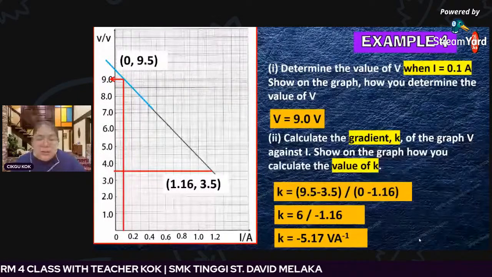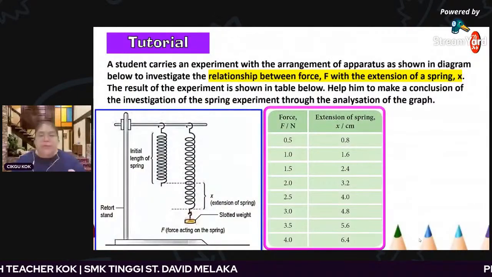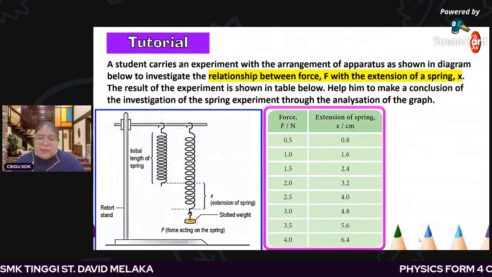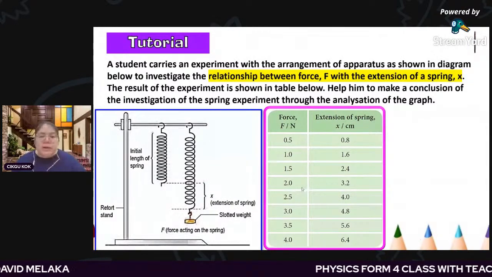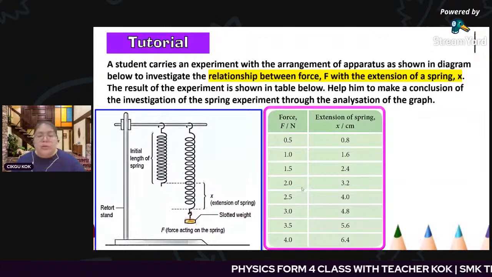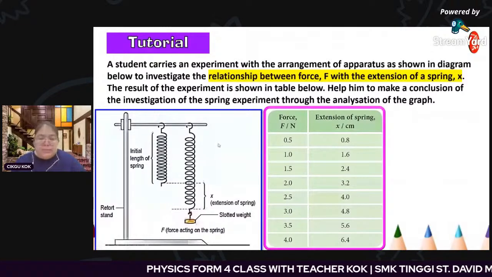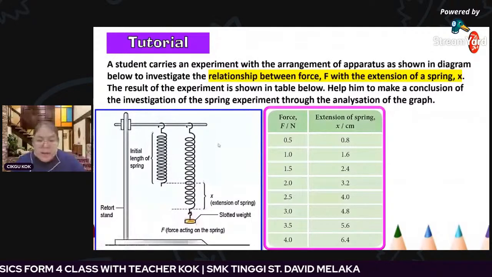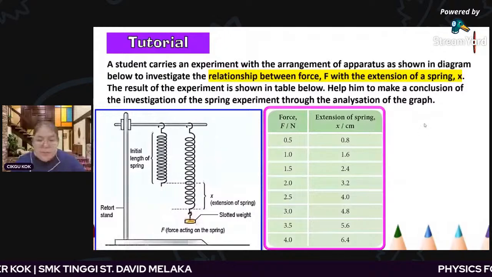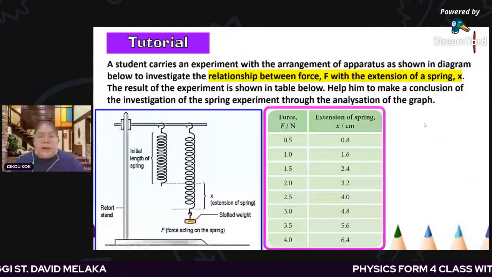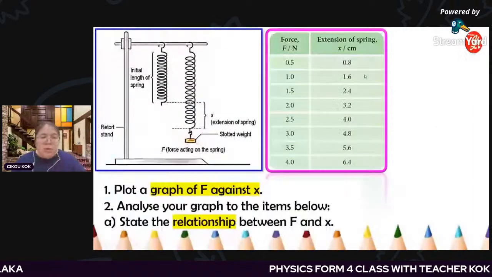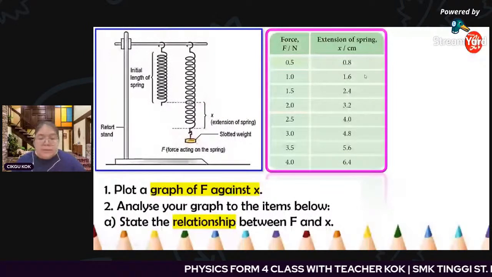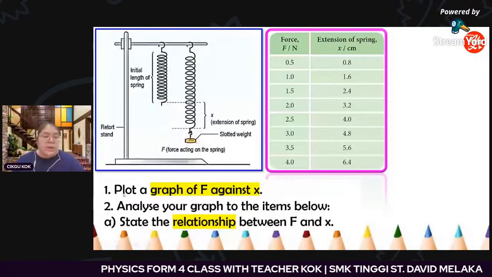Now tutorial. So this one is from your textbook. From a textbook, the tutorial. If not, you can copy from here. You need to copy the question. This one is the question. You need to draw, then you need to draw the table. Then this one is a question. The question is a relationship between the force and also the extension. After you draw the diagram, you need to answer the question. The question first one, you need to plot the graph.